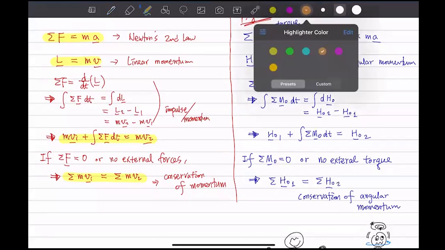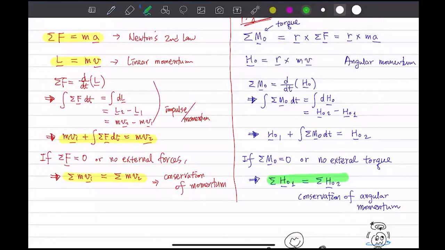So is there a better color? Maybe use this one. Are they going well? Yeah, it's not too bad.